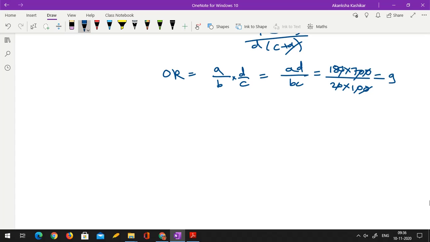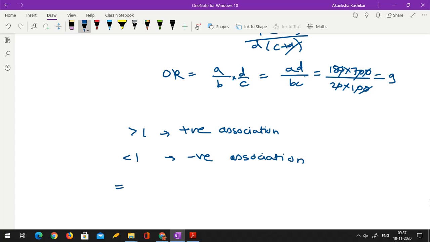So in relative risk as well as in odds ratio, values greater than 1 indicate positive association, that is having that particular risk factor increases the chances of disease. Values less than 1 indicate negative association, that is having that risk factor decreases the chances of getting the disease, and value equal to 1 indicates no association. So whether you have the risk factor or not does not alter your probability of getting the disease.